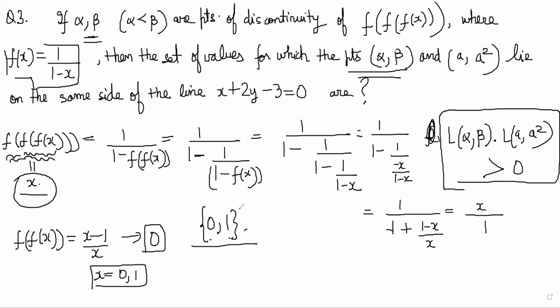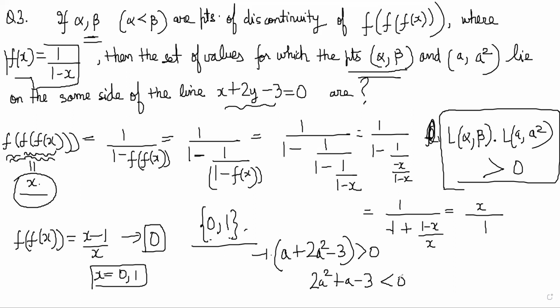And now it is simple because you put 0, 1 in this line, and you get 2 minus 3 minus 1, and then you put a square in this line, right? A plus 2a square minus 3. This should be greater than 0, right? So you get 2a square plus a minus 3 is less than 0. And you factorize this as 2a plus 3 times a minus 1. This is the factorization, and that is less than 0. So you will get the range now by wavy curve.